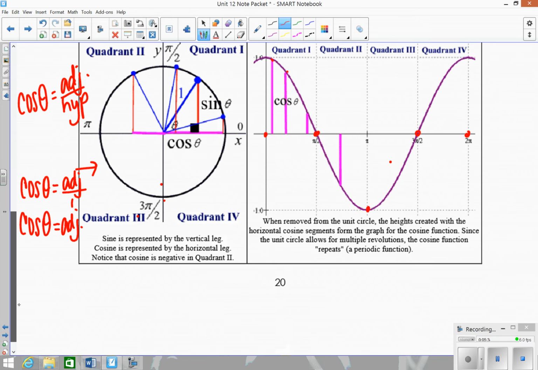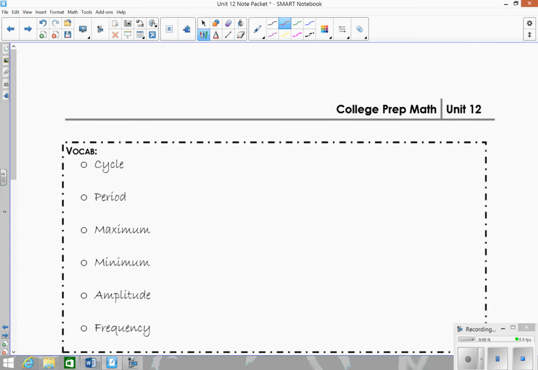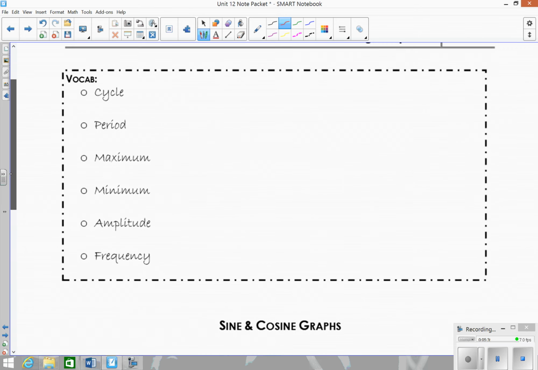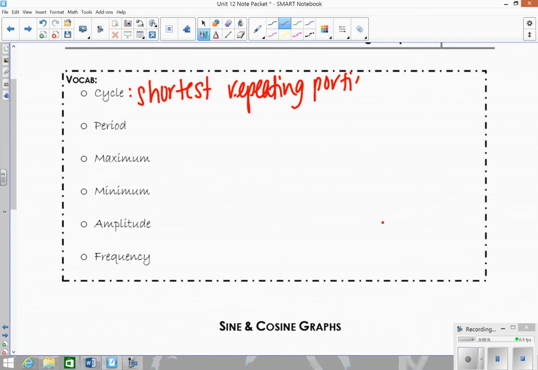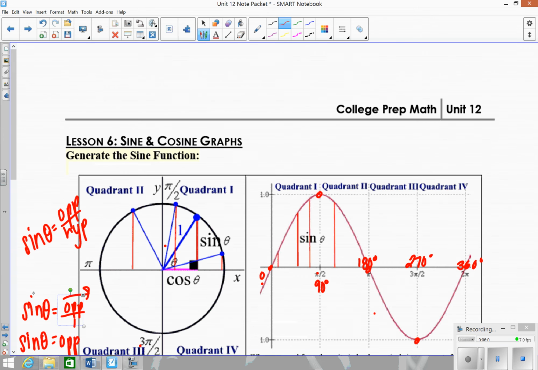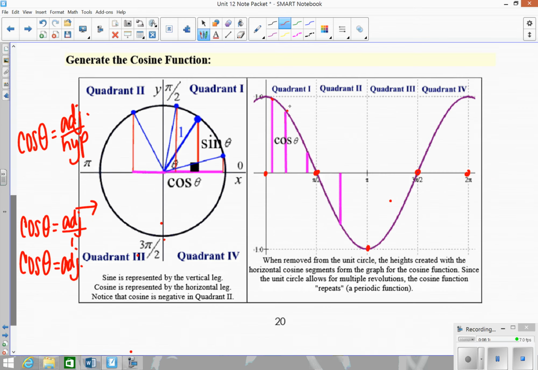Before we actually start looking at some other examples of graphs, let's look at some vocab so when we start talking about the graphs it makes sense. I keep using this word cycle. The cycle of a graph is always the shortest repeating portion. So it's basically the unique part of the graph, what stands out. When you look at your sine curve, this is one cycle because after this cycle here, it'll start to repeat. Same with this. This is one cycle. After this portion, it starts to repeat.